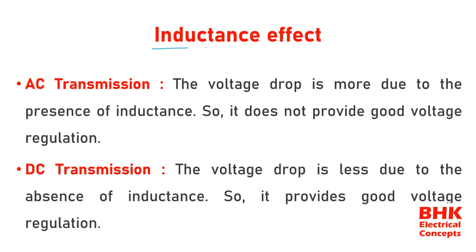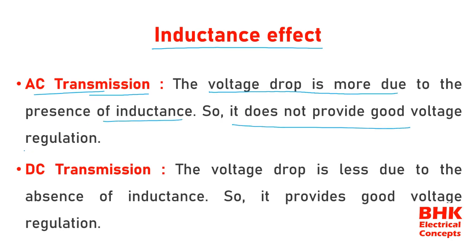And coming to the effect of inductance. In case of AC transmission system, the presence of inductance is already there. We already discussed this point. So if there is a presence of inductance, then we are going to face some voltage drop, and this voltage drop is more due to what? Presence of inductance. So it does not provide good voltage regulation. Good voltage regulation means, for example, if you are applying 10 volts, and you are getting 10 volts at the output, then 100% voltage regulation is there.